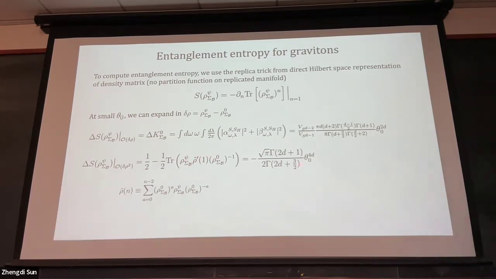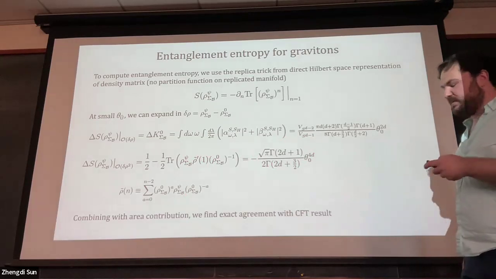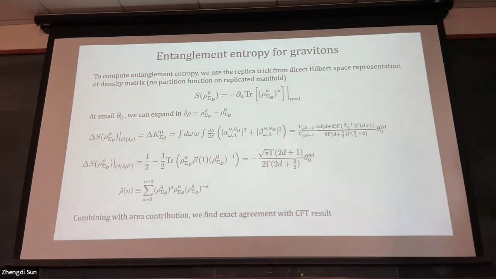And you'll recognize that this is exactly the CFT relative entropy minus the CFT relative entropy. Okay, so we got an exact match. In particular, if you add this to the area contribution, you get an exact match with the CFT. So our prescription is good, and we can explicitly check it in this example.